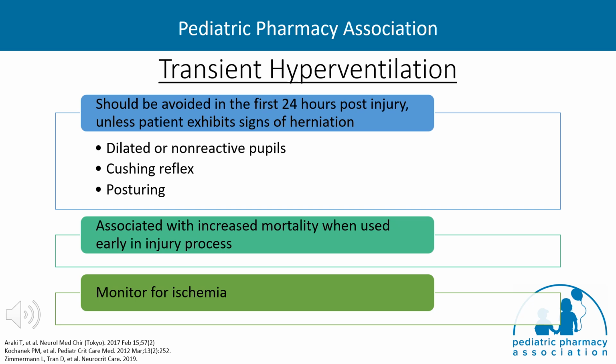Transient hyperventilation has also been evaluated for the treatment of traumatic brain injury. However, it is recommended to avoid this in the first 24 hours post-injury unless the patient is exhibiting signs of herniation like dilated or non-reactive pupils, the Cushing reflex, or posturing. Hyperventilation is recommended only for patients who are herniating because of its association with increased mortality when used early on in the injury process. If this is used, patients need to be monitored for ischemia.